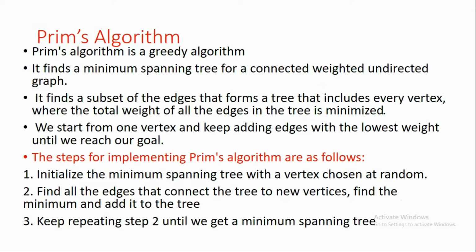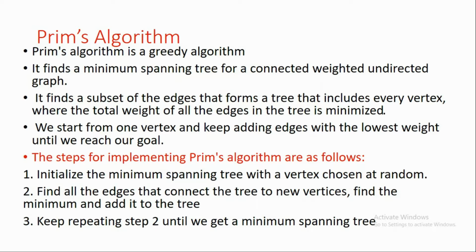It also finds the subset of edges that forms a tree. You already know that a minimum spanning tree will have all the vertices which are there in the graph, but the number of edges will be one less than the number of vertices in the graph. So we call it a subset of edges. Now we start from one vertex and keep adding the edges with the lowest weight until we reach the goal of getting a minimum spanning tree.